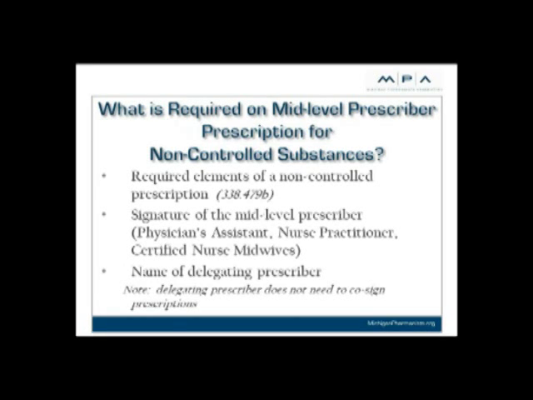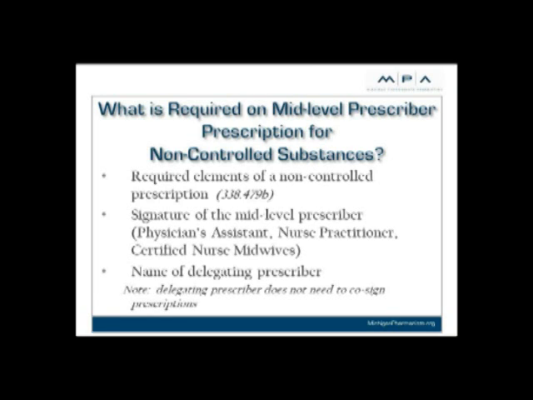So let's talk specifically about non-controlled substance prescriptions generated by a mid-level prescriber. And again, I'm talking about physician's assistants, nurse practitioners, and certified nurse midwives. Required elements of a non-controlled prescription obviously must be on there: the drug, the directions, the quantity, the patient's name. But when you get down to the logistics, it must be the signature of the mid-level practitioner that is listed on the prescription. So if I'm the mid-level practitioner, Karen Jonas must sign the prescription, and then the name of the delegating prescriber needs to show somewhere up on the prescription.